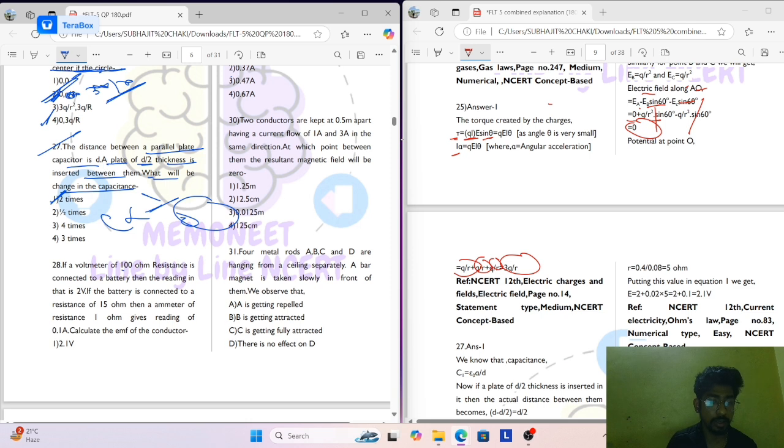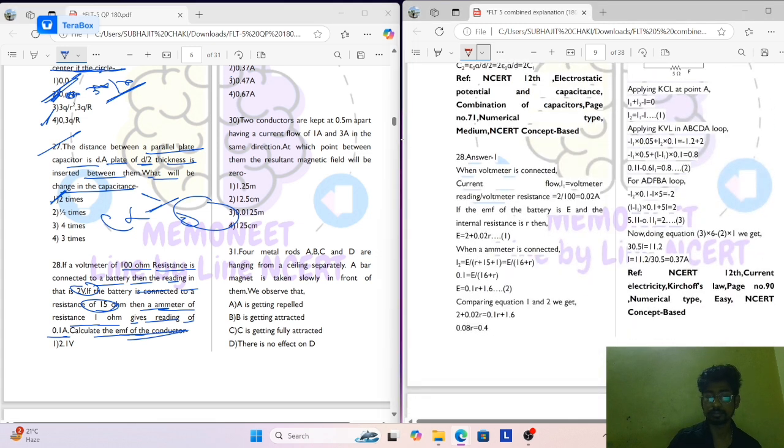A voltmeter of 100 ohm resistance is connected to a battery, reading 2 volt. If the battery is connected to a resistance of 15 ohm, then the ammeter, whose resistance is 1 ohm, gives a reading of 0.1. Calculate the EMF of the battery. Current flow is equal to voltmeter reading divided by voltmeter resistance, that is 2 by 100, 0.02 ampere.